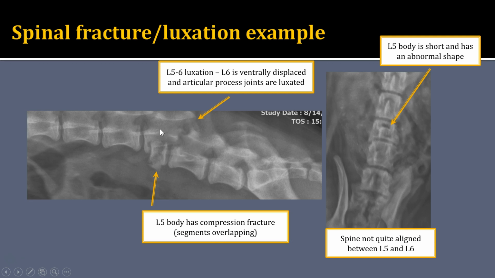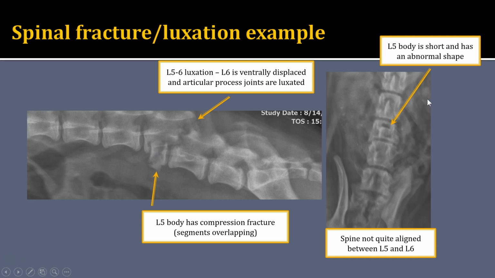Then if we evaluate L5, there is this lucent kind of defect area, and then there is this separate osseous portion that is a fracture that is off that kind of caudal and mid-body of L5. Notice that this has kind of overlapped or compressed together. So this patient has a fracture and luxation, with the luxation at L5-6 and the fracture involving the body of L5.